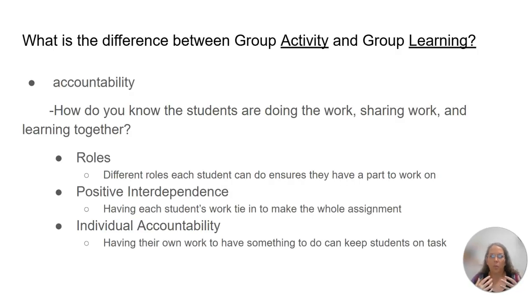Now, with group work, we need to know the difference between what can be considered a group activity and group learning in group work, okay? A group activity is something that you just have students do to take up time, to make it more fun, which is good and very important, but it doesn't have the aspect of group learning in the group work, which is making sure that they are getting the work done, sharing the work, and learning together. And that part is called accountability. Having that accountability and making sure that they are getting learning through this group work is the difference between an activity and learning.